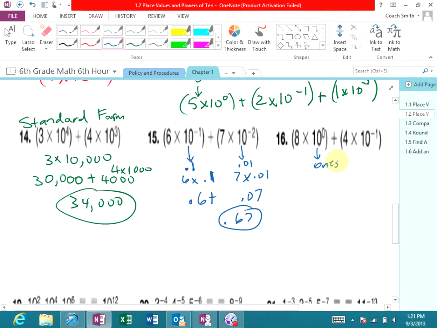So if I take 8 times 1, what do I have? Just call it out. What's 8 times 1? 8. Okay, so that's 8. Plus, we already said that 10 to the negative first is the 0.1 place value. So if I take 4 times 0.1, that's going to give me 0.4. 8 plus 0.4 is 8.4. So that's all the numbers in standard form.